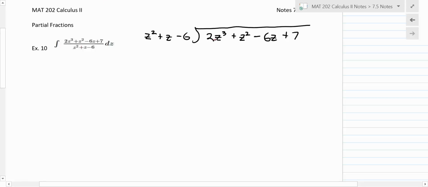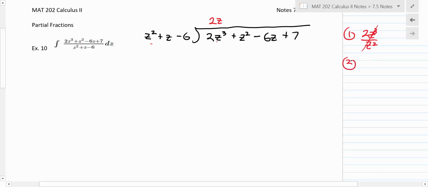Some of you had a little trouble when you were learning long division. The first thing you do is divide these two terms. You do this in your head, but I'm going to write down what I'm doing. So if I divide those two things, what do I get? I get 2z. That's step 1, to do the division and record it.